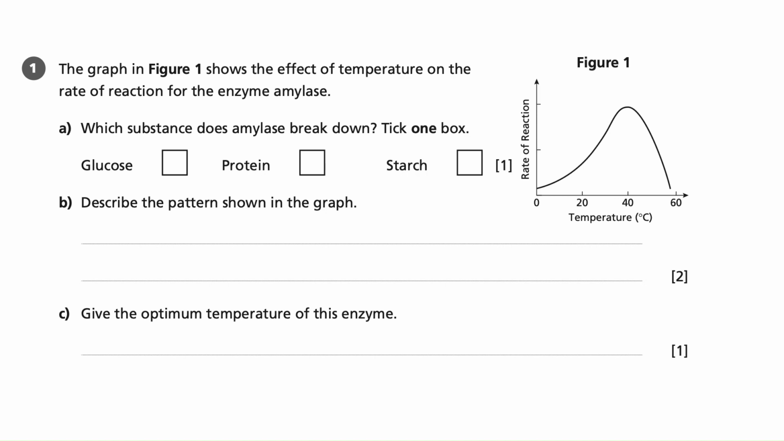So for part A, which substance does amylase break down? Tick one box. Obviously clear here, you must only tick one box, so there can only be one answer. So, amylase is a carbohydrase, it breaks down carbohydrates, and the particular carbohydrate it breaks down is starch. So a tick in that box scores us 1 mark for that question.